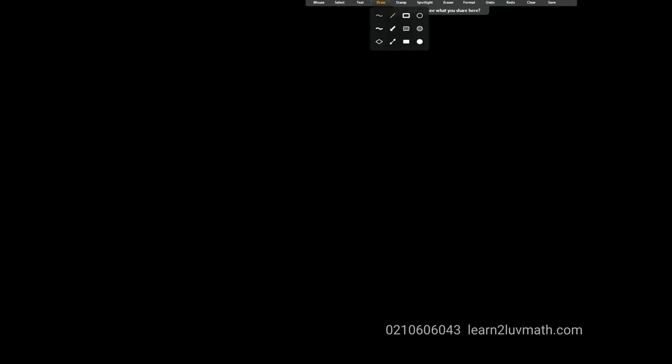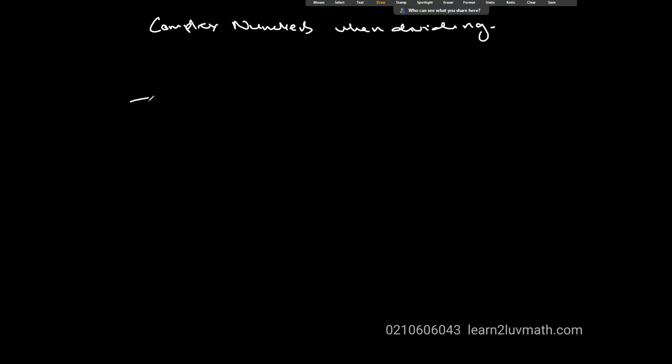So we've got (5 minus 3i) divided by (1 plus 2i). We want to simplify this. Okay, so this is part of complex numbers, when dividing. So I've got (5 minus 3i) divided by (1 plus 2i).